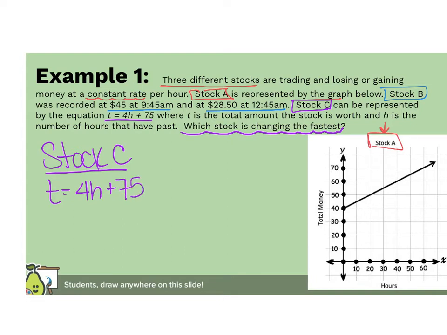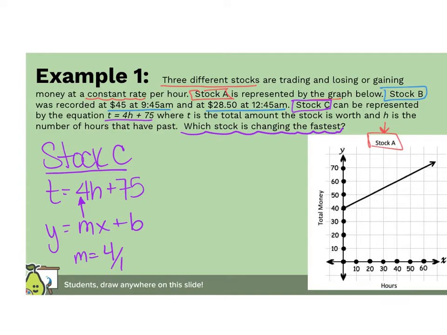Now, they use different letters, but this is still y equals mx plus b form. All they did was change the letters to represent the words, but it's still m is the slope, b is the y-intercept. So what number is in the place of the slope here? It's the 4. So stock C has a slope or a rate of change of 4, okay?